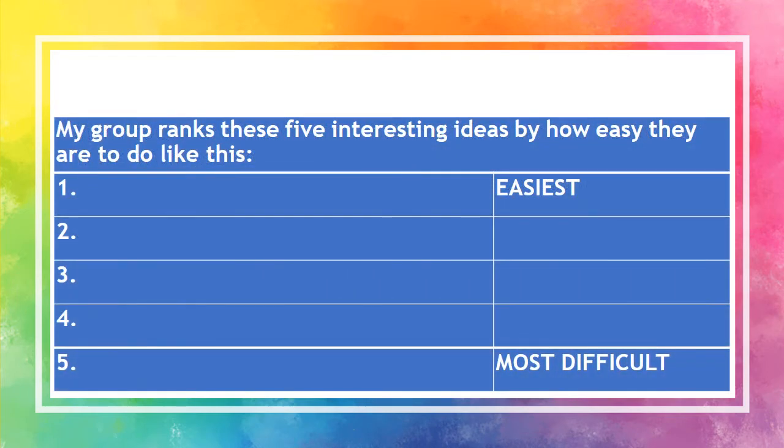And based on that, you have to write these ideas in the table given in your textbook. First one is easiest, then less easiest, then moderate, then difficult, then most difficult. My group ranks these 5 interesting ideas by how easy they are to do, like this. And you will be noting down the ideas. Even this activity will be carried out during a live class.